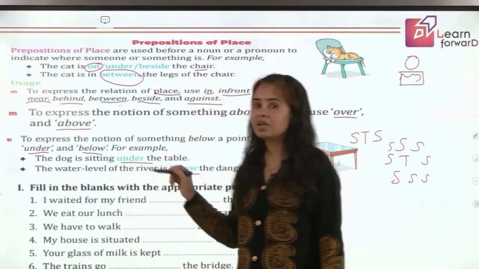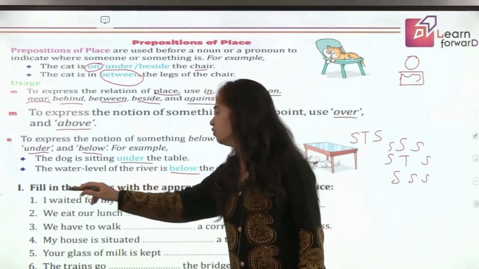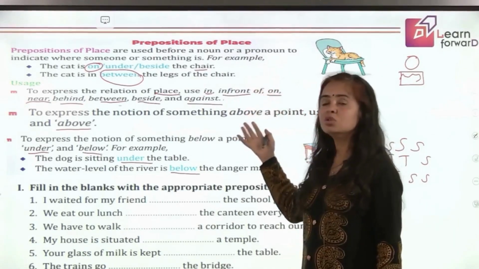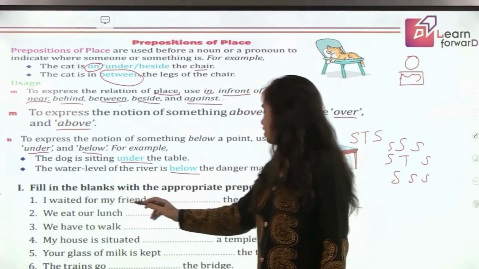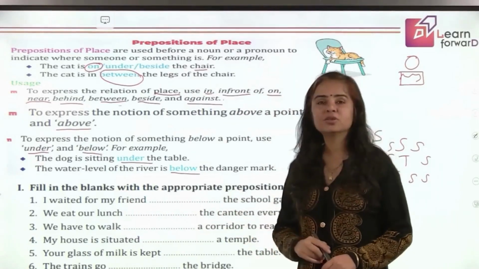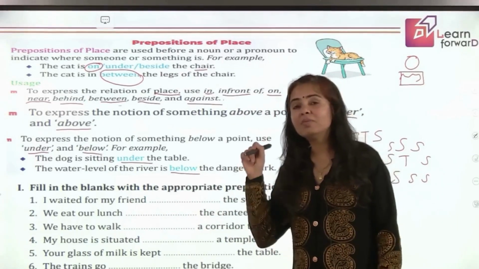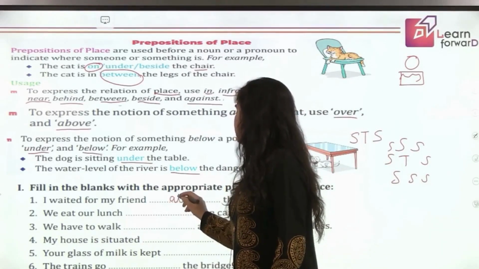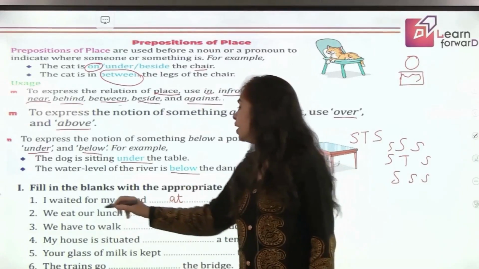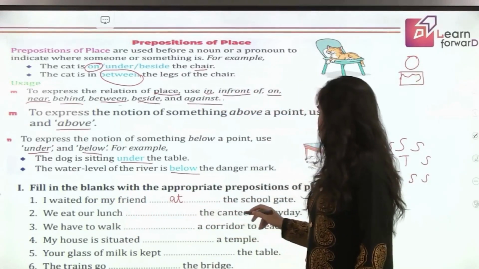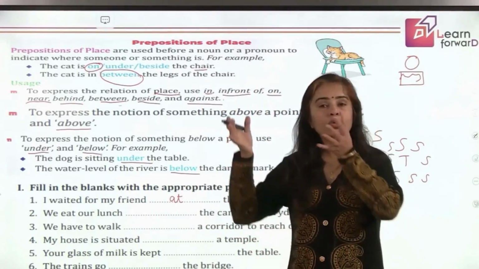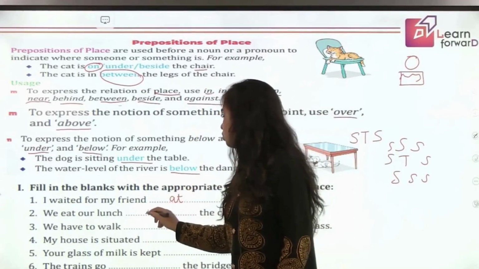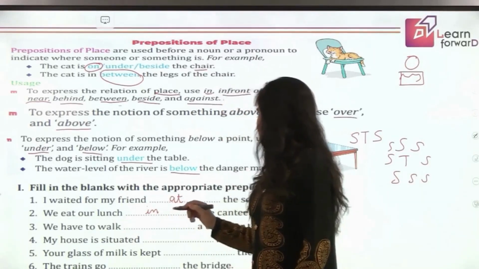Now, if you have understood this much, let's have an exercise here. Fill in the blanks with the appropriate prepositions of place. And we have learned so many prepositions of place. I waited for my friend dash the school gate. So you were there exactly at that point. We will use the preposition at: at the school gate. Okay. We eat our lunch dash the canteen every day. So do you sit there inside? For inside, which preposition have I told you? Yes, in the canteen every day.